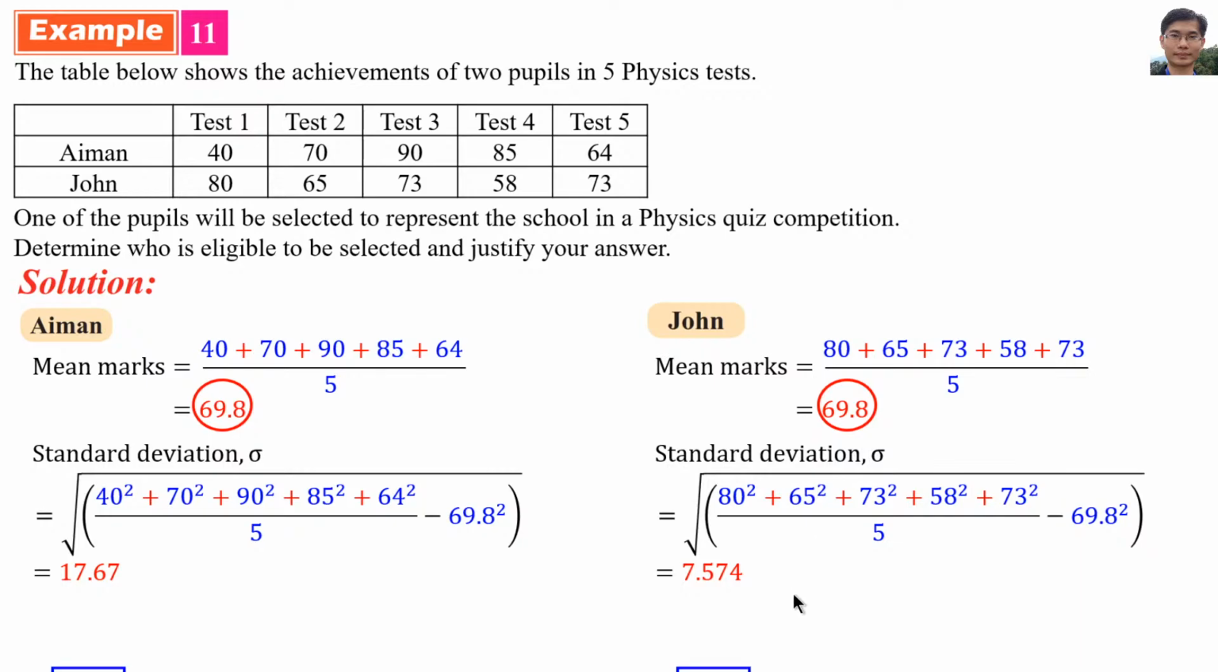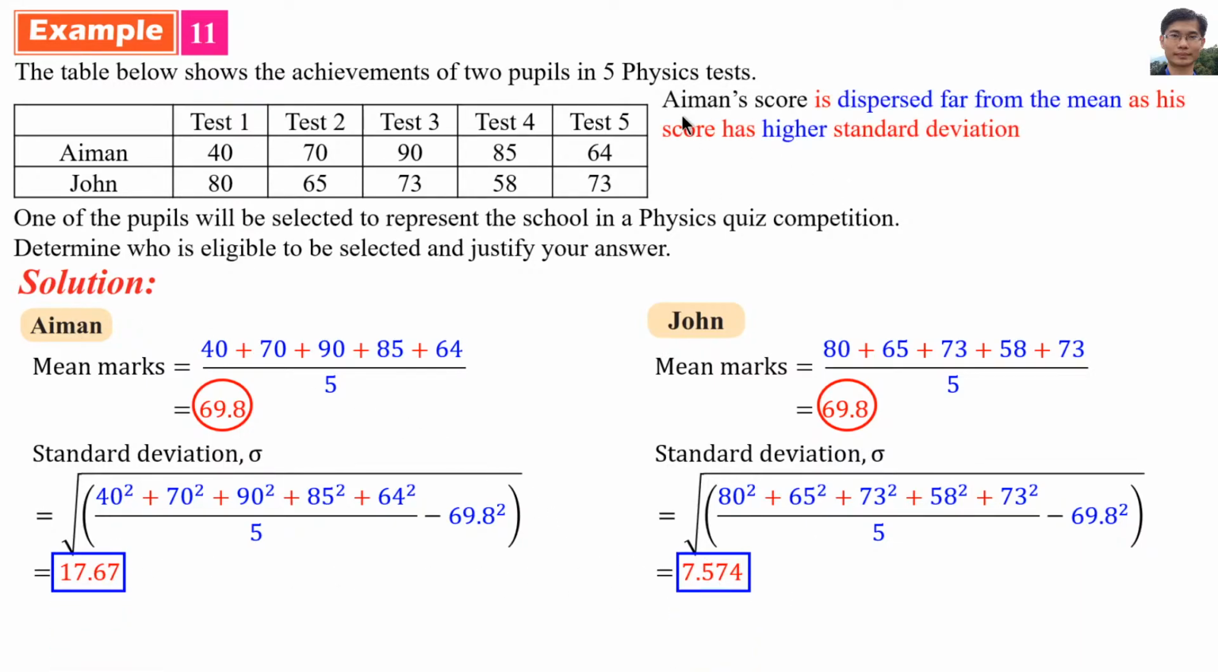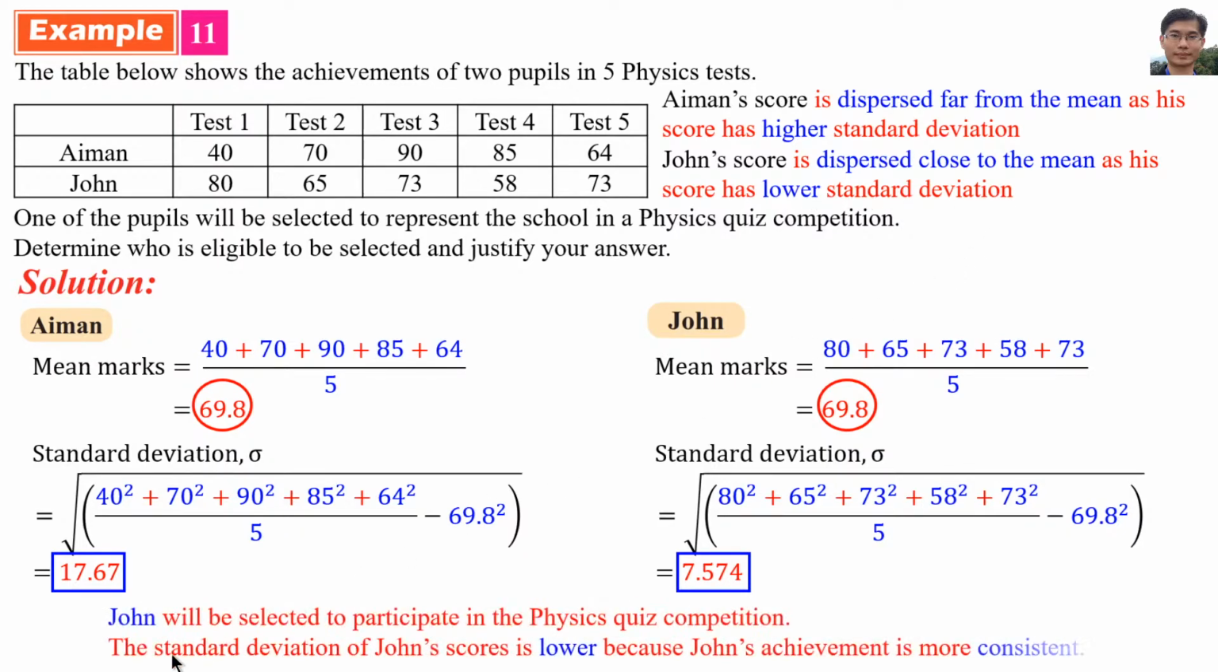Although they have the same mean, they have different standard deviations. And so Iman's scores are dispersed far from the mean, as his score has a higher standard deviation. However, John's scores are dispersed close to the mean, as his score has a lower standard deviation. So as a result, John will be selected to participate in the physics quiz competition. The standard deviation of John's score is lower because John's achievement is more consistent.